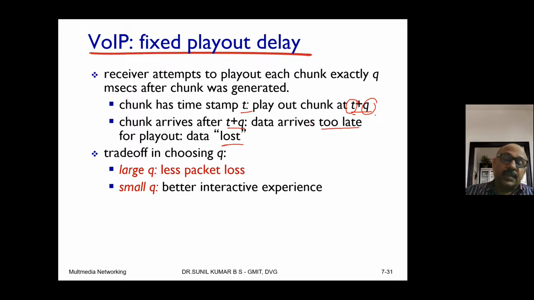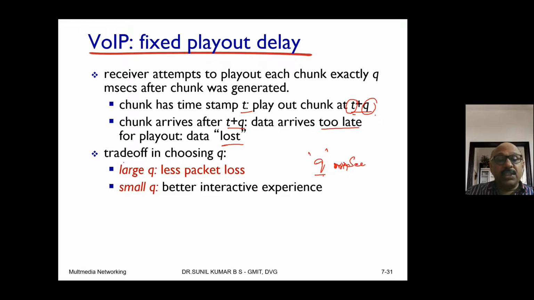But here the question is, what should be the delay of our playout? If you fix the delay of q, what we have fixed here is q milliseconds as the delay for every chunk. After every chunk is received, it will wait for q milliseconds in the buffer, and then it is played back. But even then, if the packet or chunk is received late, then it is not possible to play it. So that is why now the question arises.